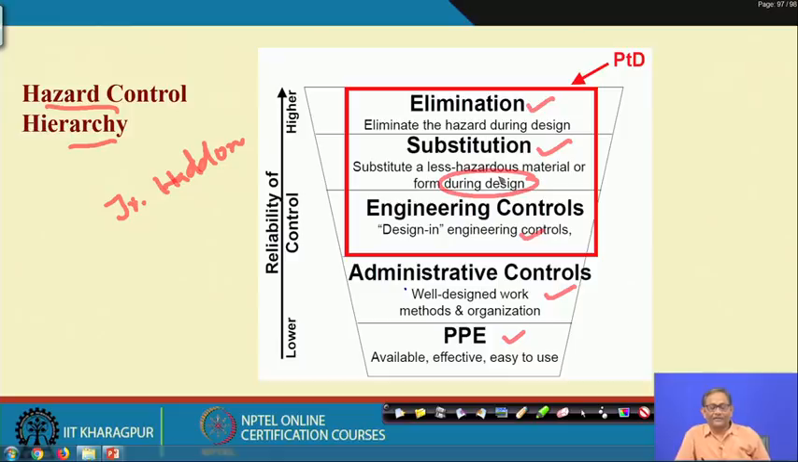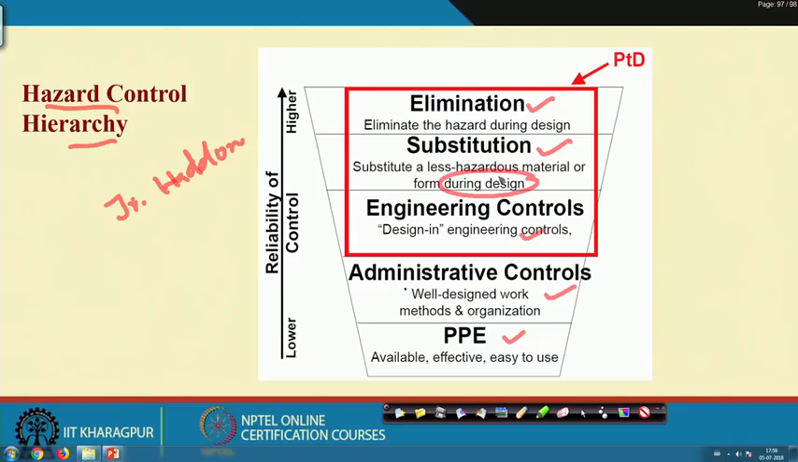If elimination is not possible, working at height cannot be eliminated totally. In some cases it will be there, but please understand, suppose the maintenance person is required to carry certain material, so can it be eliminated? The load part can be eliminated, so that means a little less. Okay, that is substitution.